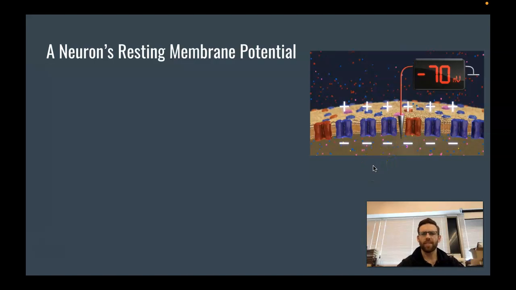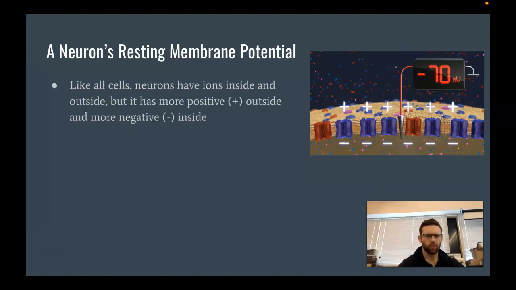So we call this a resting membrane potential. So at rest, what does the neuron look like? Like all cells, a neuron has positive charges and negative charges. It has sodium, it has potassium, it has water, it has all kinds of things flowing inside and out of the cell and trying to stay in equilibrium.